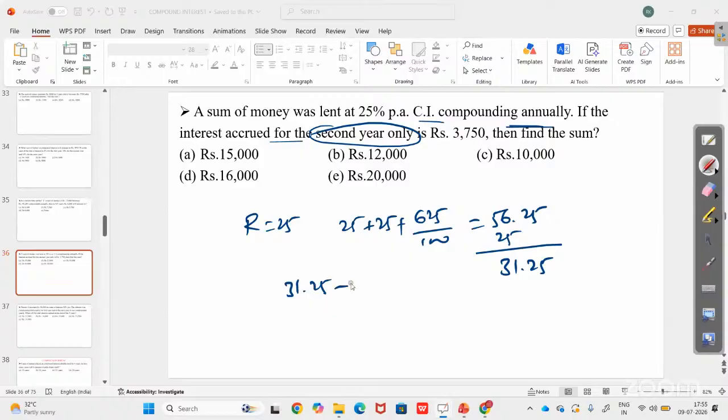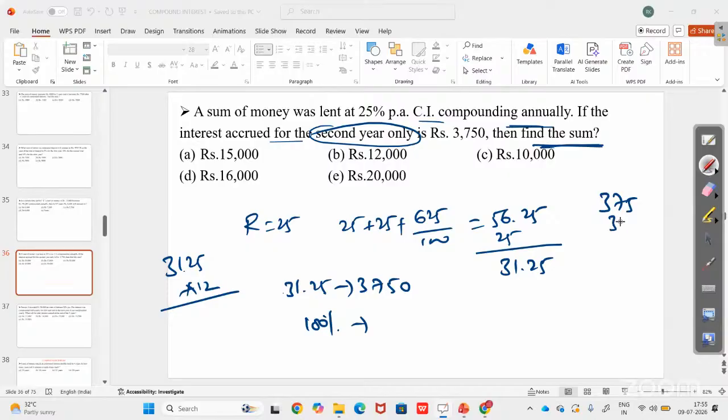31.25, I'm getting 3750. I need to find the sum. The sum is nothing but 100 percentage. So 3125 into 12. 31 ones are 31. So if I subtract 375, 31, I will get 625. So that will be equal to multiplication of 2. I'm getting 625, so answer will be equal to 12,000. Answer is 12,000.